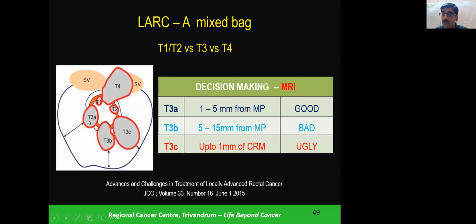This can be T3A, a bit of involvement of the perirectal fat. T3B, a bit more involvement. T3C, almost reaching up to the mesorectal fascia. So based on this, you can say that this is a good patient, this is a bad patient, this is an ugly patient, and this is a very ugly patient, the T4 patient. So based on the MRI report, you should classify patients into good locally advanced, bad locally advanced, and ugly locally advanced. This will help you to decide on choosing between short course and long course chemoradiotherapy.